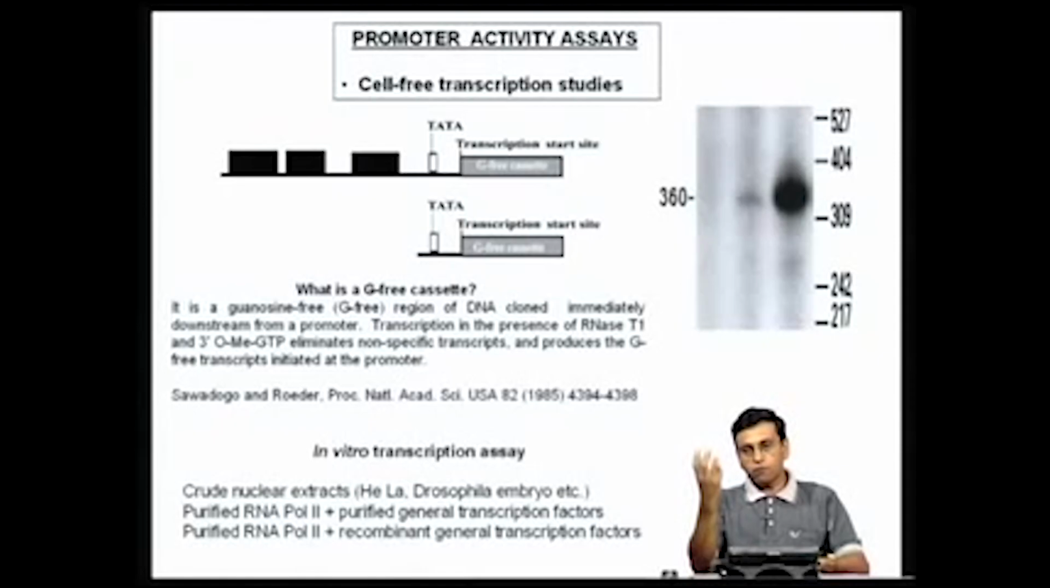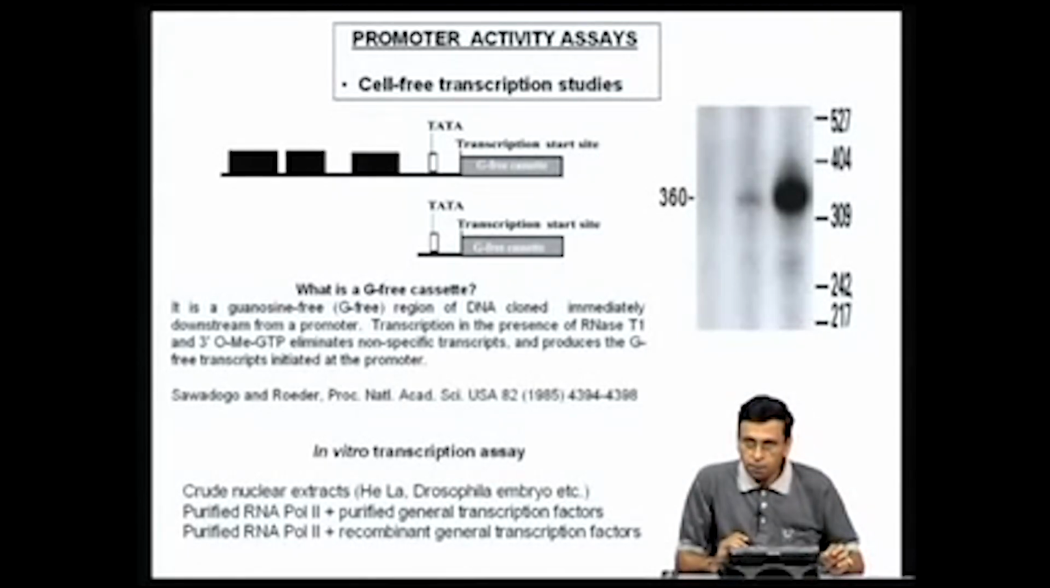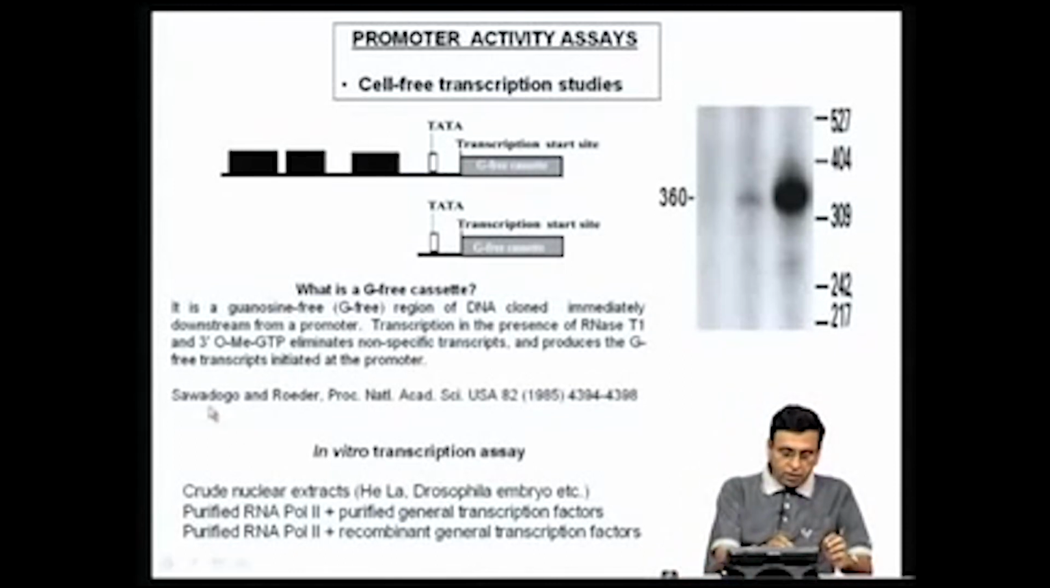So, once you have what is called a cell free extract, okay, or a soluble extract which contains all the factors including RNA polymerase II, general transcription factors and your other upstream activators in that particular cell line, then what you do, you put what is called a DNA template for in vitro transcription. And a lot of people have been using all kinds of templates, but one very interesting and very innovative template which was designed by Sawadogo and Roeder is what is called a G-free cassette.